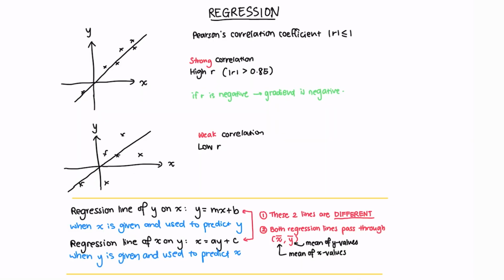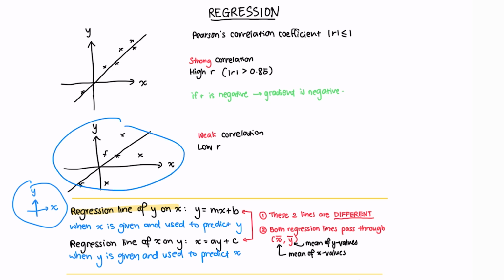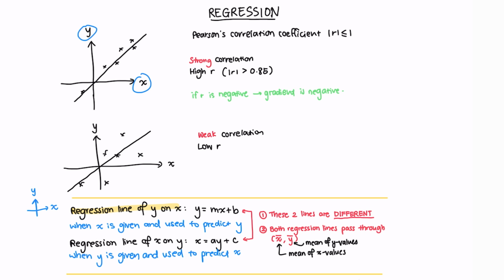Now there are two different types of regression lines that is very important for you to remember. So first off, we have the regression line of y on x. This will have an axis something like this, similar to this and this. Now we'll use the regression line of y on x when x is given and used to predict y. So let's say in our earlier example, x will be our number of hours spent training and y will be how tired I am. Given the number of hours I spend training, which is your x value, I can predict the amount of tiredness you have, your y value, using the regression line of y on x. And this can be written as y equals mx plus b.